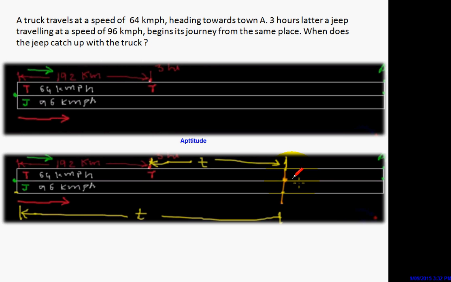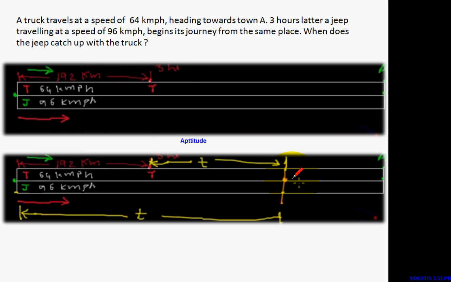So, the next one is another interesting problem. This kind of problem we quite often come across in competitive exams. See, a truck travels at a speed of 64 km per hour heading towards town A. 3 hours later, a jeep traveling at a speed of 96 km per hour begins its journey from the same place. When does the jeep catch up with the truck? So they are asking the time when it catches or overtakes the truck.